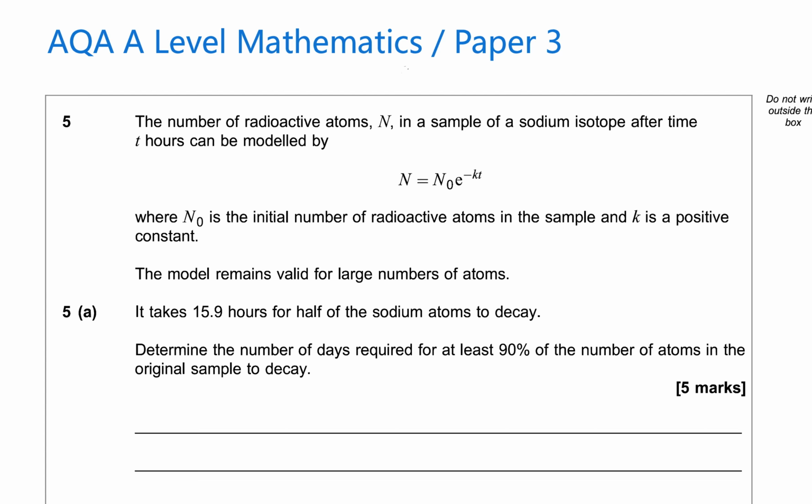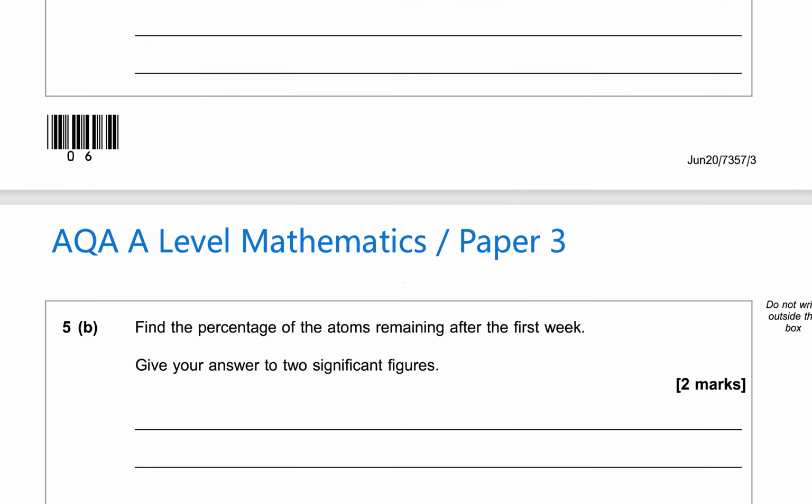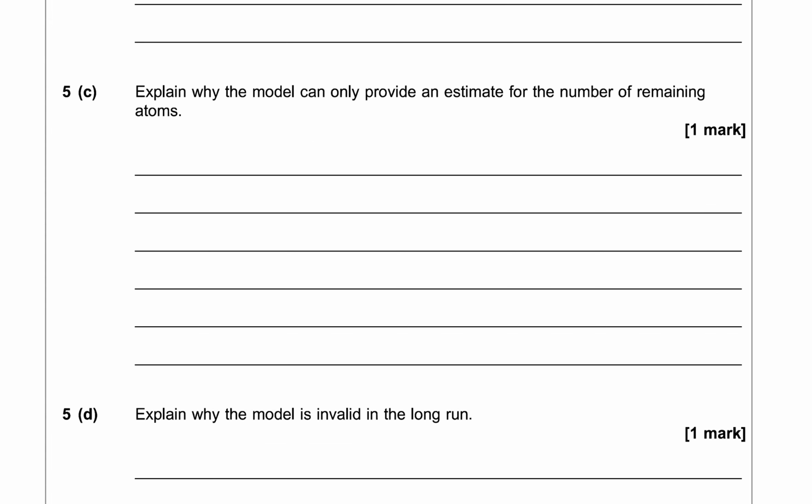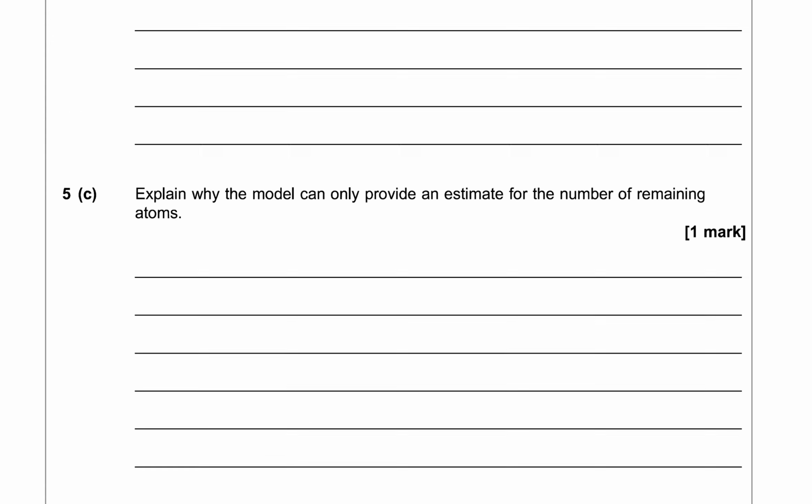Part a says it takes 15.9 hours for half of the sodium atoms to decay. Determine the number of days required for at least 90% of the number of atoms in the original sample to decay. Part b is telling us to find the percentage of atoms remaining after the first week. Give your answer to two significant figures. Part c, explain why the model can only provide an estimate for the number of remaining atoms. And part d is saying explain why the model is invalid in the long run.